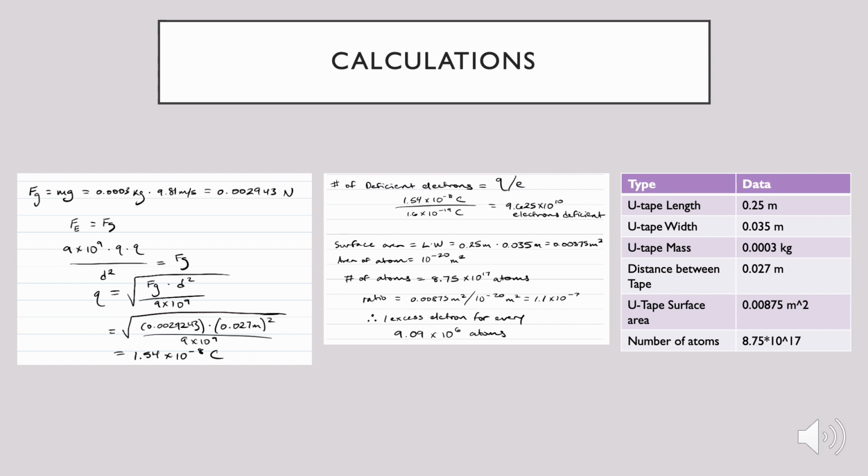Then I calculated the surface area of the tape, multiplying the length and the width. And then I used the area of an atom, which is 10 to the negative 20 meters squared, calculated by multiplying the length by itself. And then we got the number of atoms on the tape.